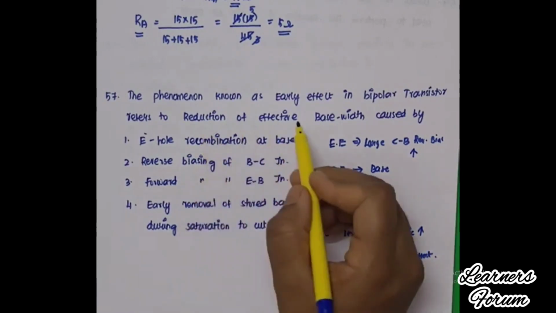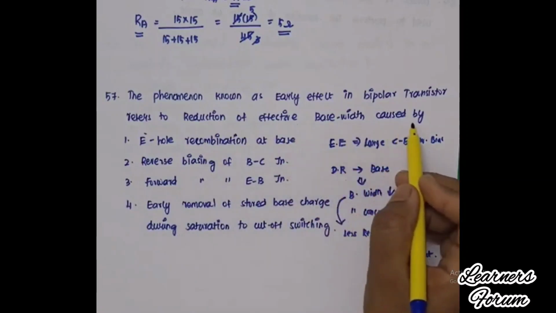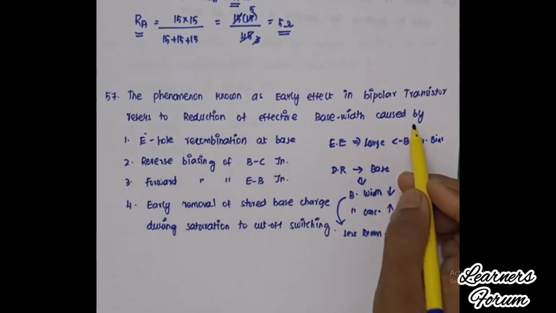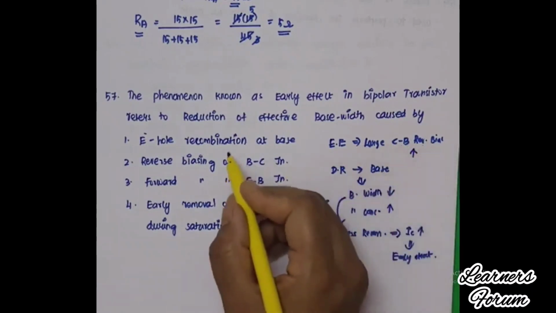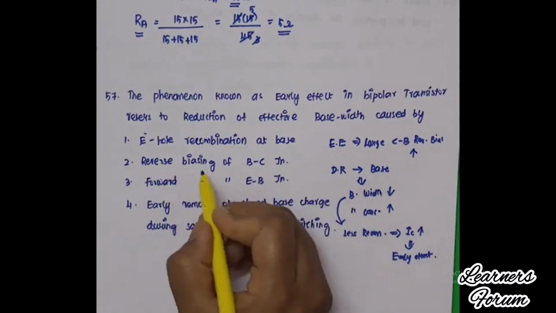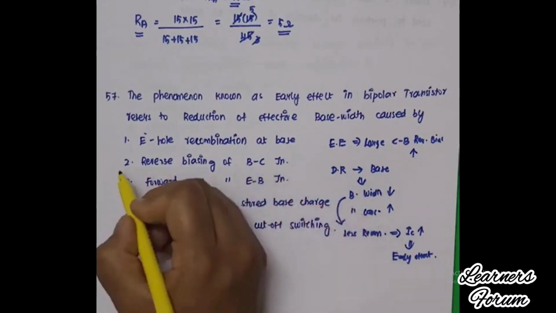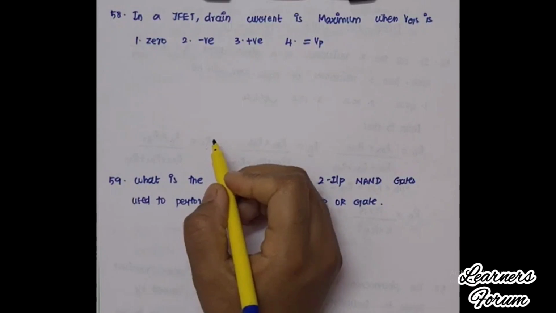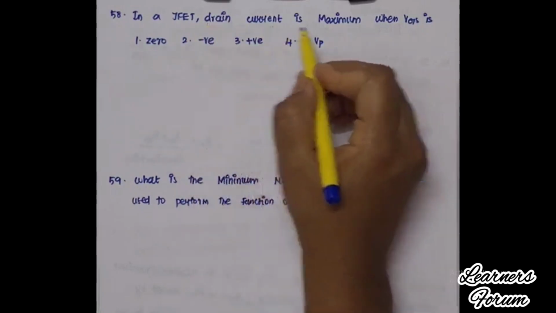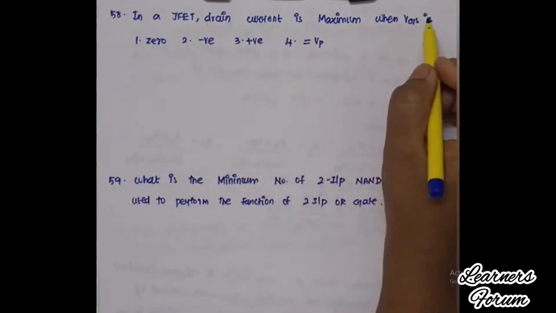The question is all about the reduction of effective base width is caused by. So here the base width reduction is because of the values of collector base reverse bias, which is getting large. So under the given options, reverse biasing of base collector junction, which is available under option 2, is our correct answer. Next question, in a JFET, drain current is maximum when VGS is.